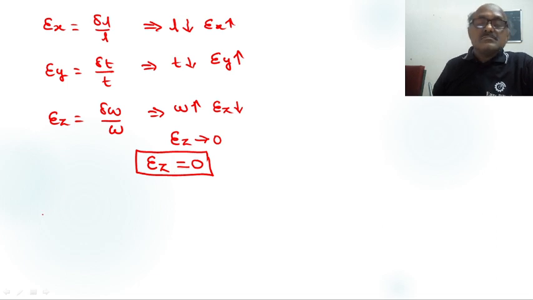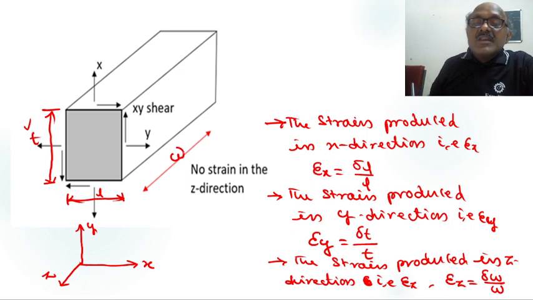Excellent. Now, what is a plane strain condition, my dear students? In plane strain condition, one dimension is very large compared to the remaining two dimensions, that is length and thickness. Here width is very large compared to length and thickness, so the strain in width, that is nothing but strain in z direction, is 0.